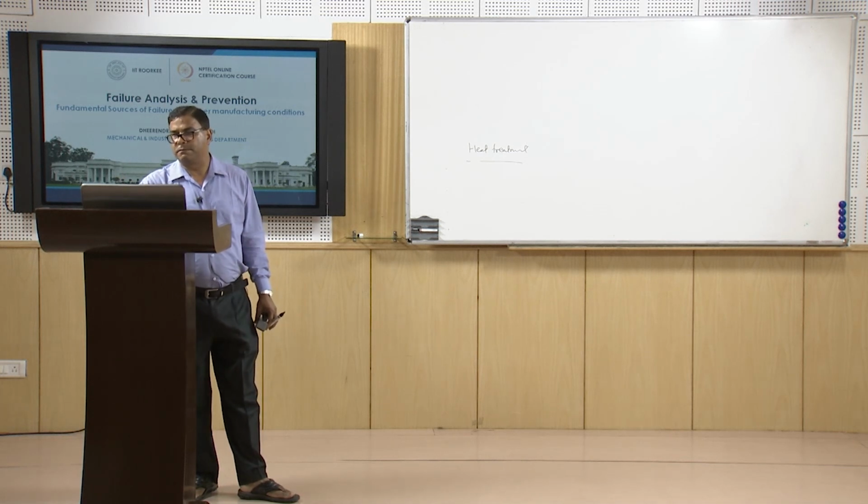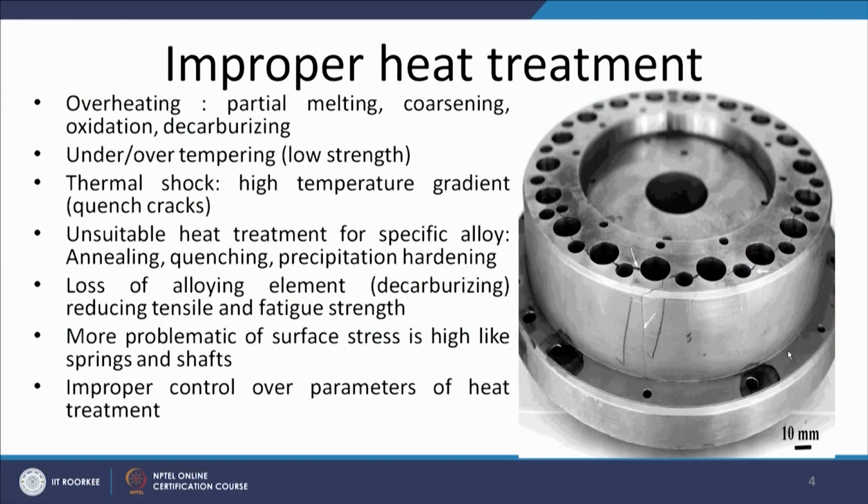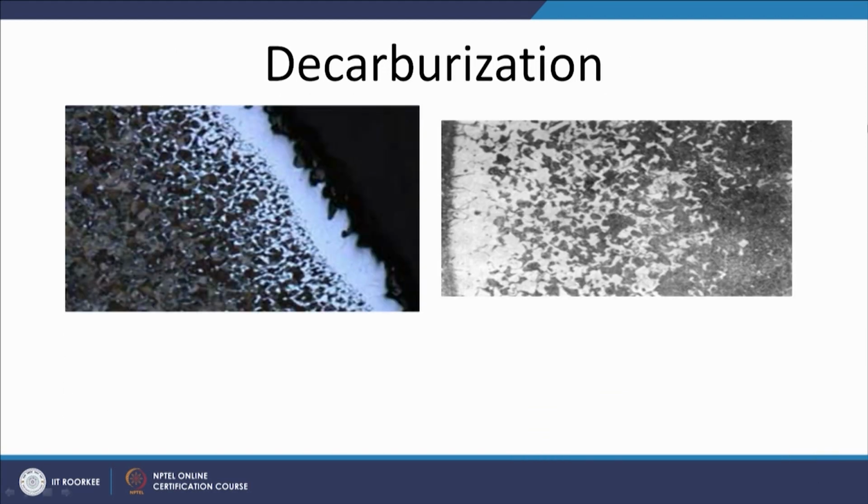Like this is one example where cracks develop during quenching due to unfavorable temperature gradient conditions and the development of tensile stresses at the surface. These are two diagrams showing how the loss of carbon from the surface due to decarburizing leads to a change in the phases.